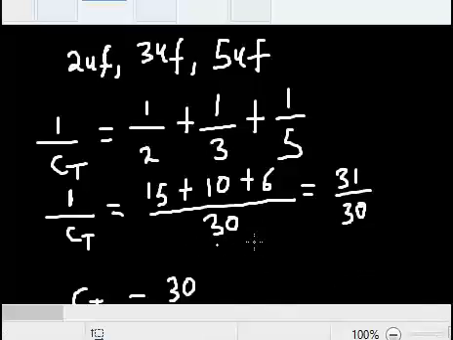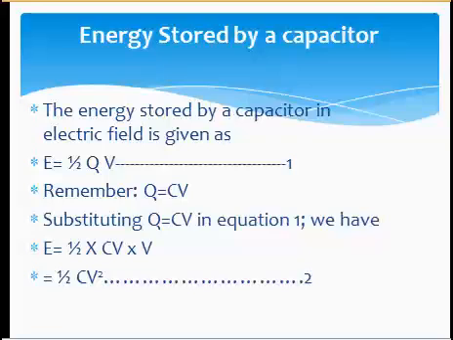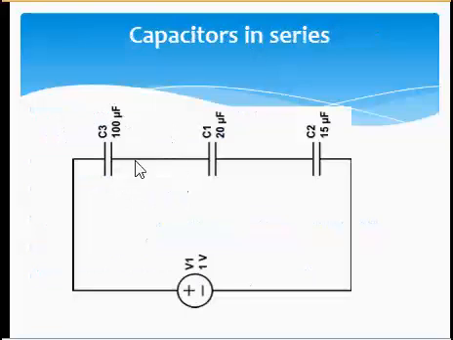Okay, back to our slide. So in this case now I have 100 microfarad, 20 microfarad, 50 microfarad. How do you get the total? That's going to be 1 over 100 plus 1 over 20 plus 1 over 50. Okay, still.